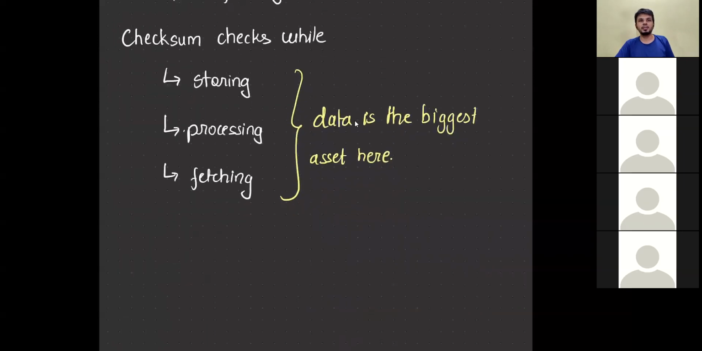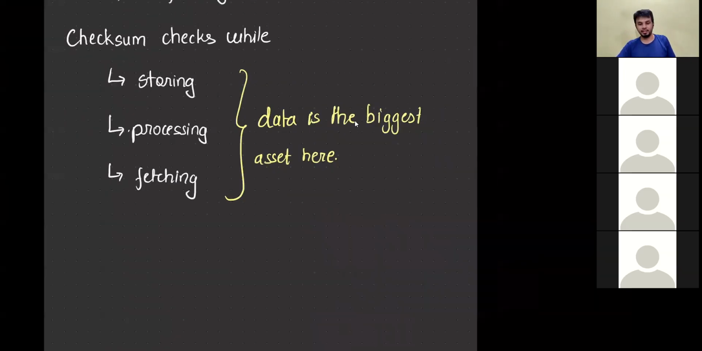So checksum checks happen while storing, processing, and fetching. Even when you write, read, or process the data, or replicate it across systems, every single time you do that checksum check, because data is the biggest asset.